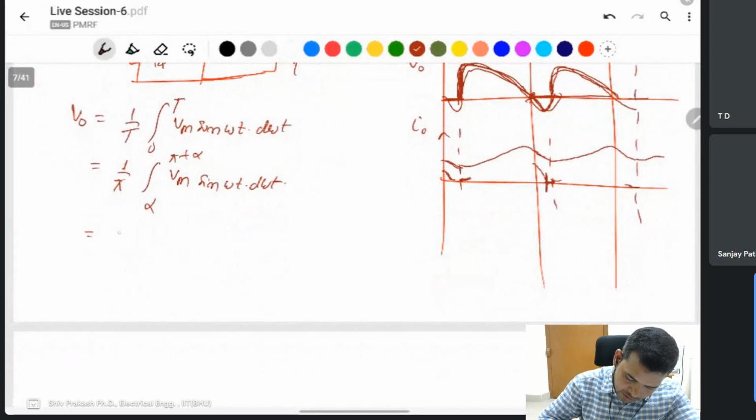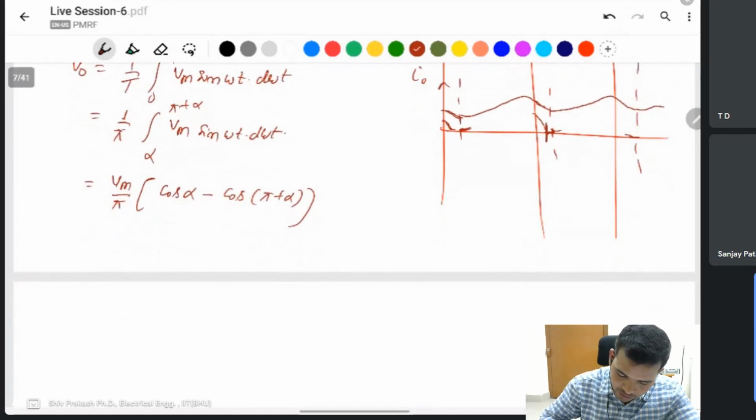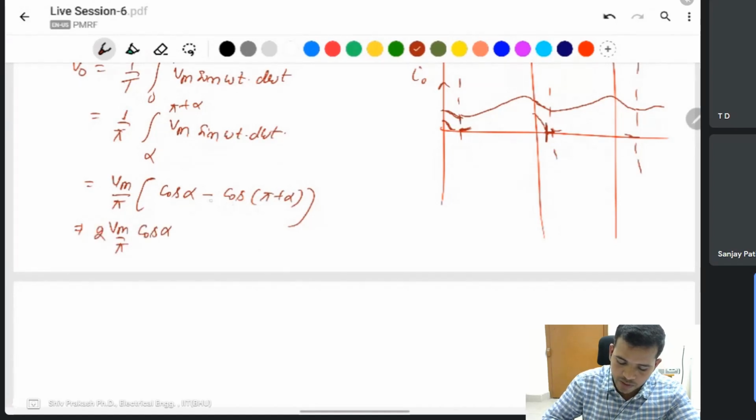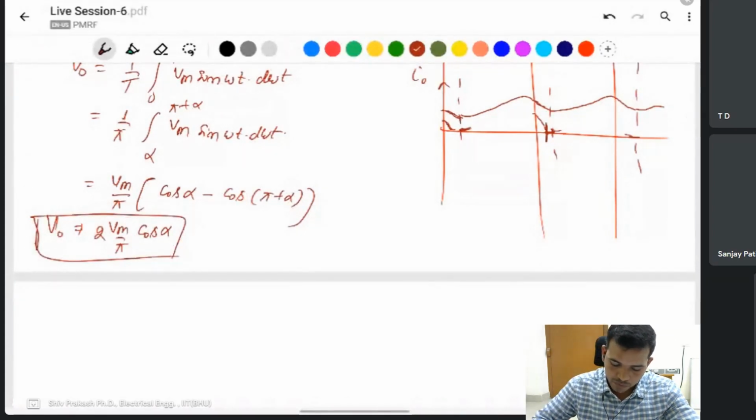You integrate this one: Vm by pi times cos alpha minus cos of pi plus alpha. This one is negative, so you put the lower boundary first, then the upper boundary. Then you find 2 Vm by pi cos alpha, since cos alpha plus cos alpha gives 2 cos alpha. This is the output voltage with a thyristor and RL load. You can control the output voltage by controlling the alpha angle.